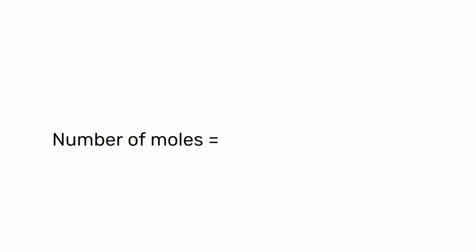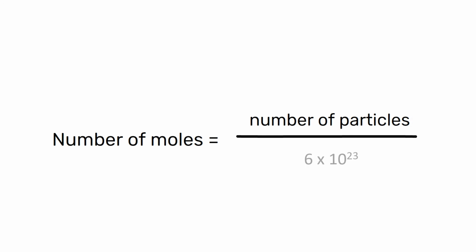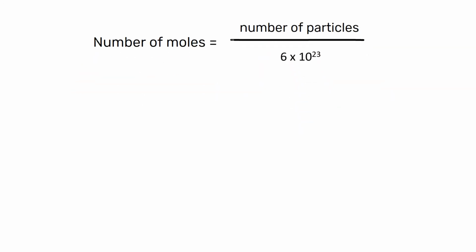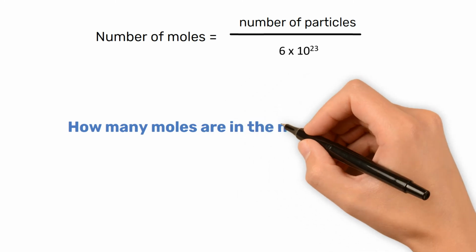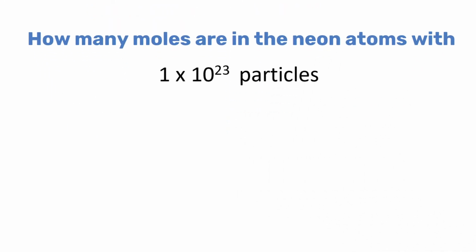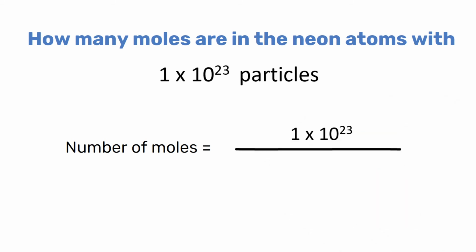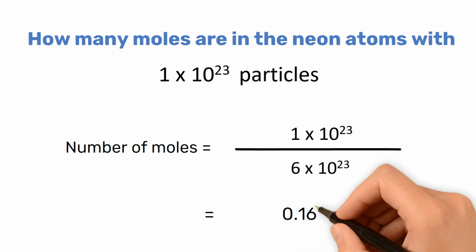So to calculate the number of moles, we take the number of particles divided by the Avogadro's constant. So how many moles are there in the neon atoms with 1 times 10 to the power 23 particles? We take 1 times 10 to the power 23 divided by the Avogadro constant, and you will get 0.167 mole.